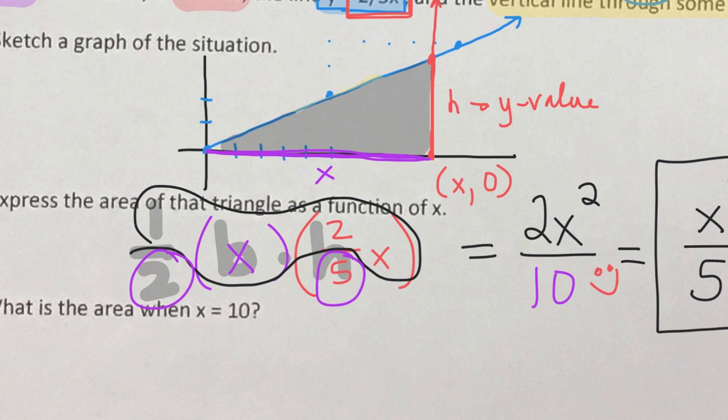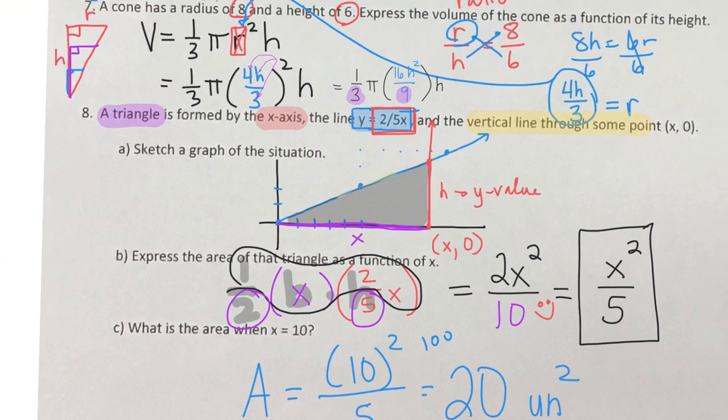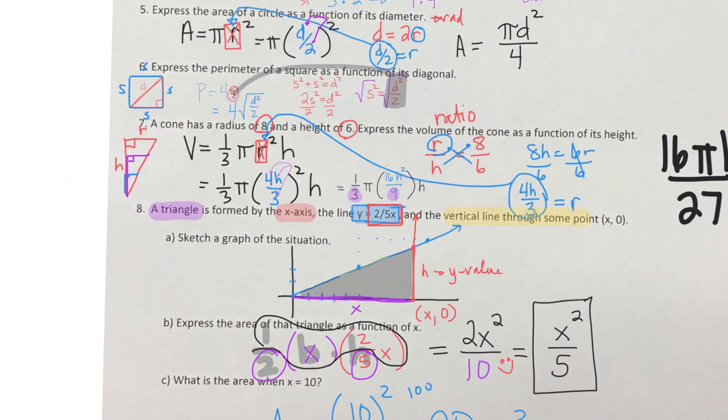So then the last problem, what is the area when x is 10? Well, I have a formula for that. That would be 10 squared divided by 5. 10 squared is 100. 100 divided by 5 is 20. So this triangle, when x is 10, would have a 20 square unit area.